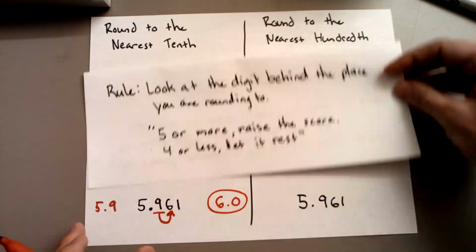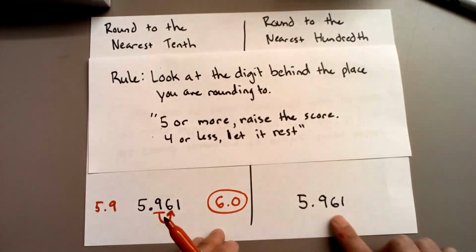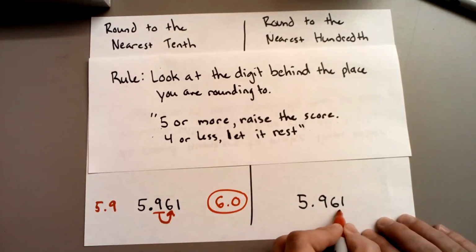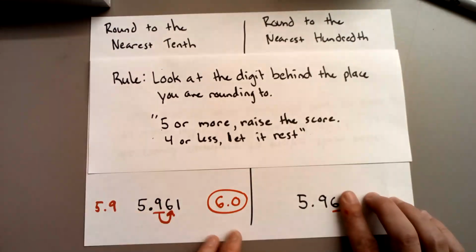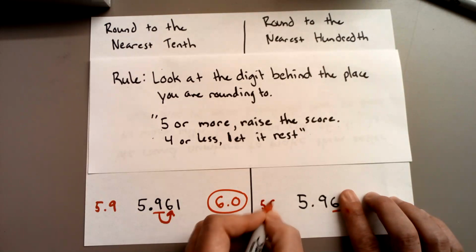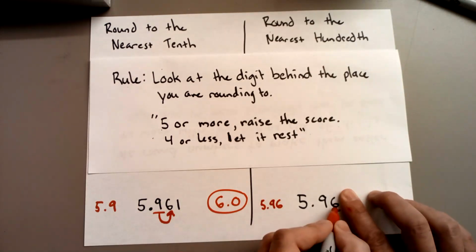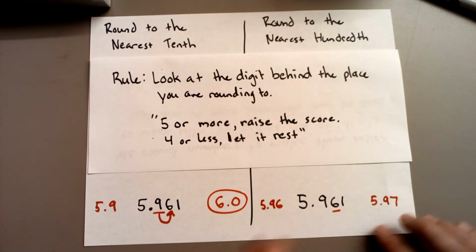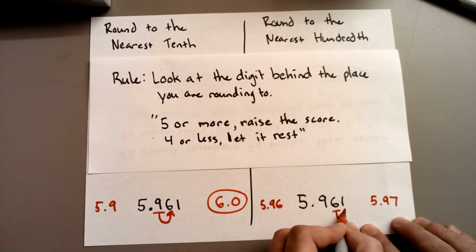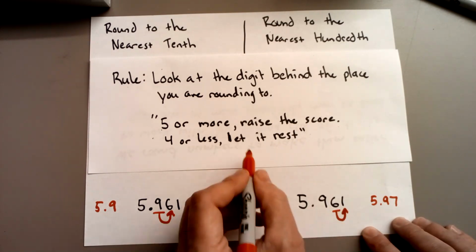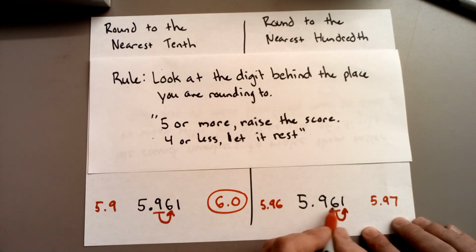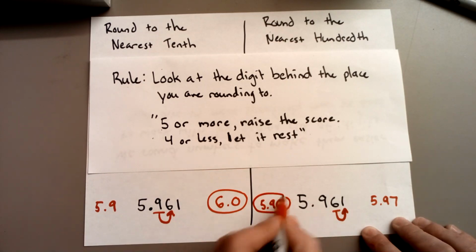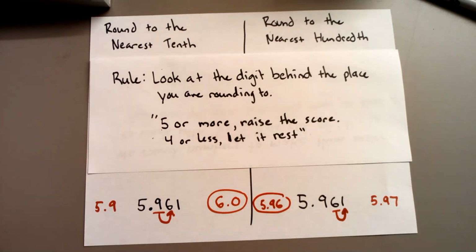Last one, 5 and 961 thousandths. 6 is in the hundredths place. So my options for rounding, it's either going to round to 5 and 96 hundredths, or 1 more than 6 is 7. So 5 and 97 hundredths. Look back to the number that tells me where to round to, and it's a 1, which tells me to just let it rest. 4 or less, let it rest. It's going to round to 5 and 96 hundredths. There you go. There is rounding decimal numbers.